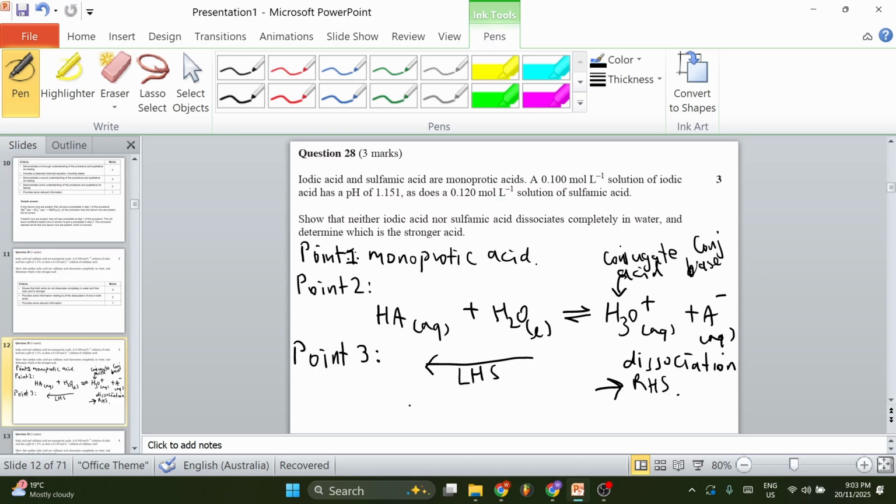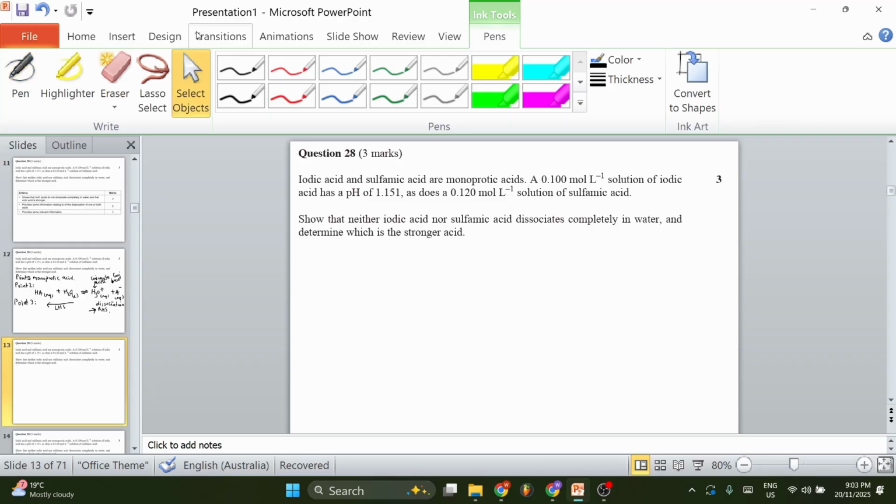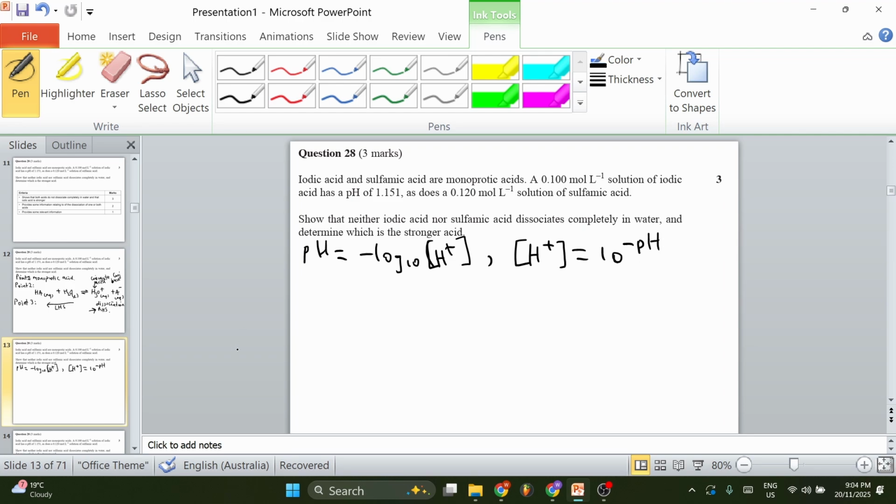Now the question is asking you, between the two weak acids, which one is the stronger of the two? We can look at 3 values. The most important value is the pH of 1.151. So let's explore that a bit further. We know from the theory that pH is the minus log 10 of the concentration of hydronium ion. If we were to work out the concentration of the hydronium ion, it is simply 10 to the negative pH. It turns out that pH is 1.151. So let's write that out. H+ is equal to 10 to the negative 1.151, which works out to be 0.0706 moles per liter.